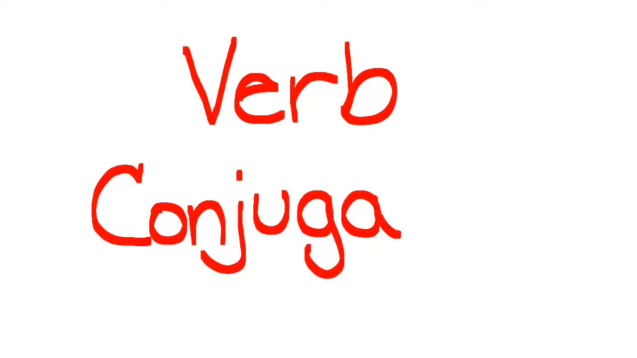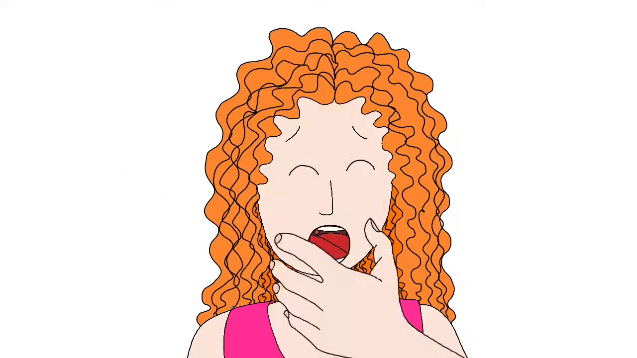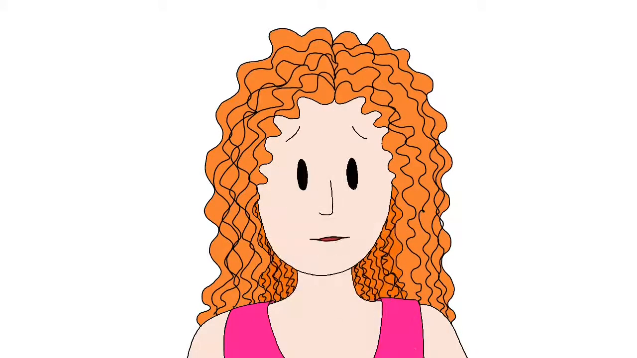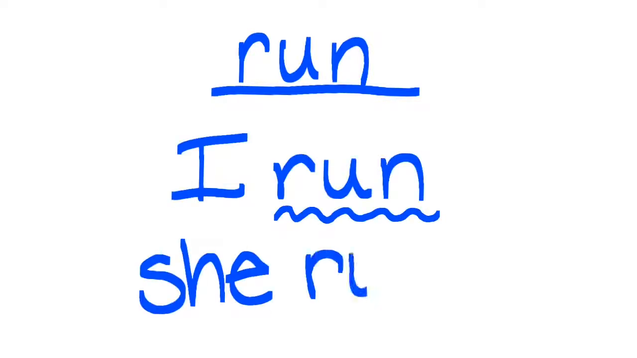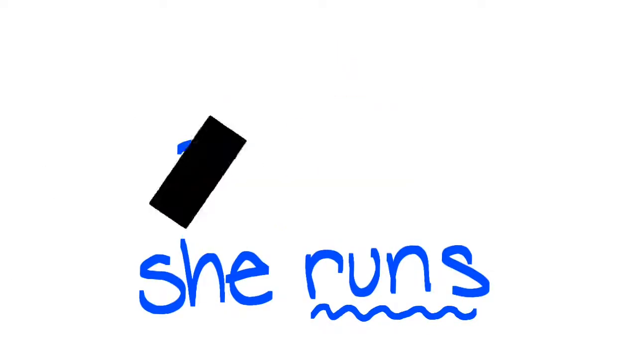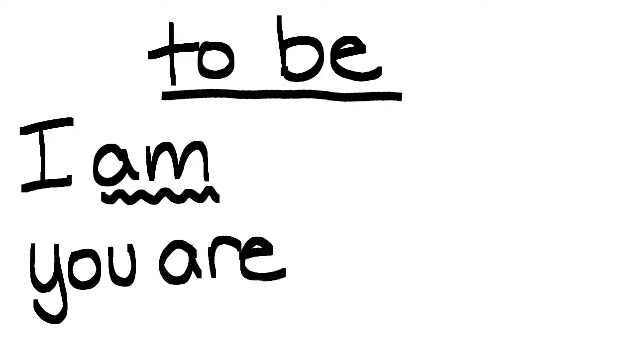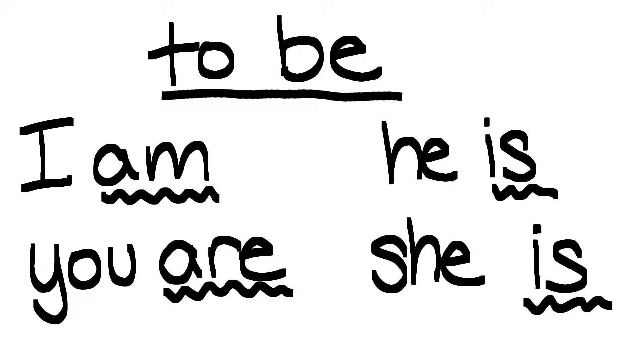Today, we're going to talk about verb conjugation. Oh, don't let that scare you. It's actually pretty easy. You already know how to conjugate verbs in English. Let's look at some examples. In the present tense, we conjugate the verb run into only two forms, run and runs. The English verb to be has three forms: am, are, and is.